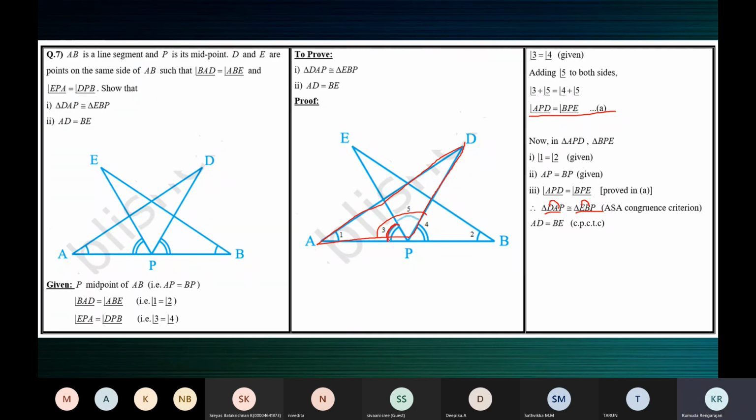Yes, ma'am. Similarly, in the other triangle, the other triangle is this one. EPB is the other triangle. If you say 3 is equal to 4, 4 is only this portion. It's not the complete angle. This is the full angle at P. Okay, ma'am.